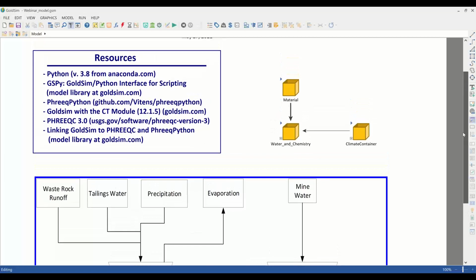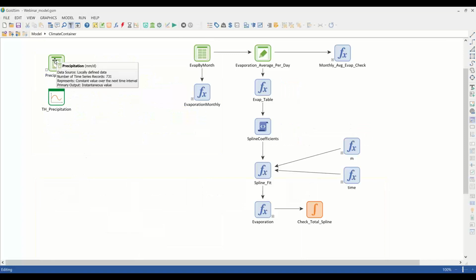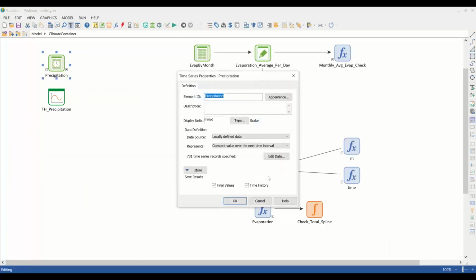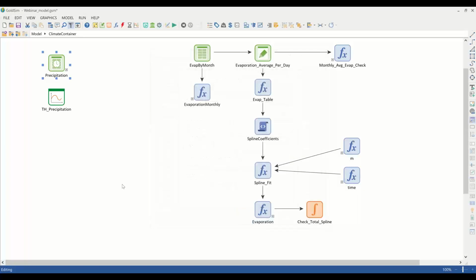So let's take a quick look at this model. I do have a climate container because I do have parts of the model representing precipitation and evaporation. If I go into the climate container, you can see it's pretty simple. I have a time series for precipitation. And this just has 2 years of daily precipitation data, millimeters per day, starting in 2018 and ending, let's see, the first day of 2020. So that's also the time duration for this model. It's 2 years with a daily time step.